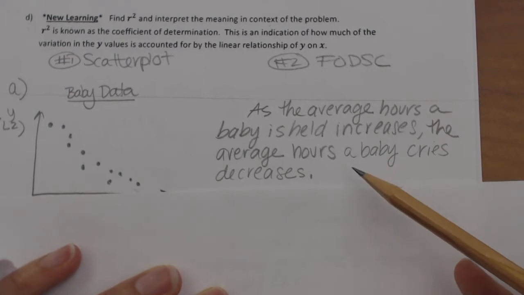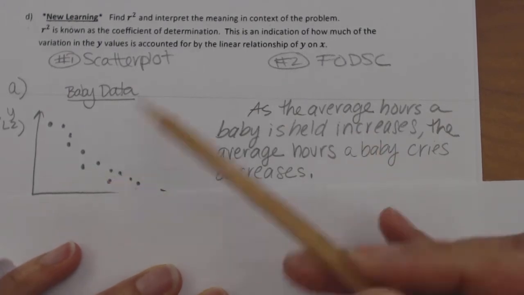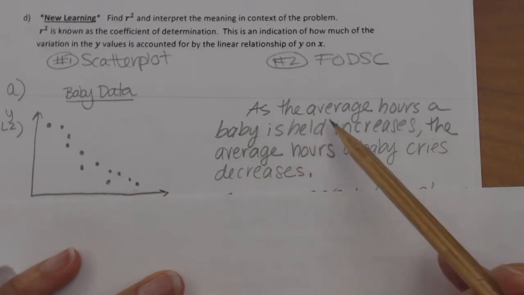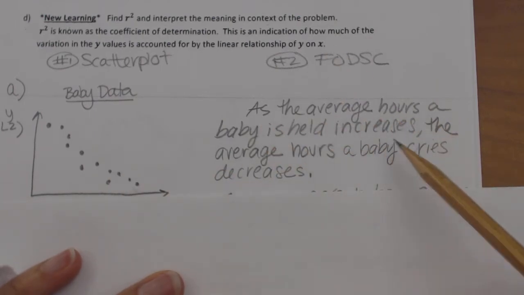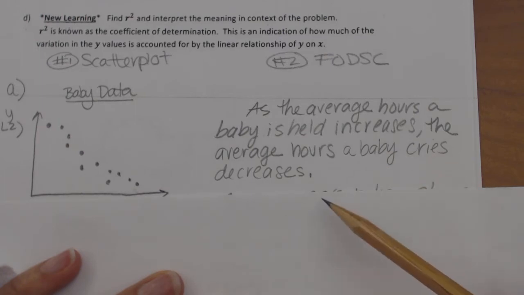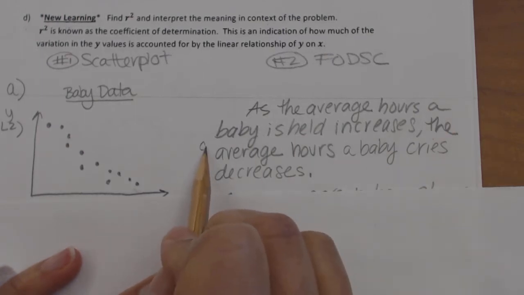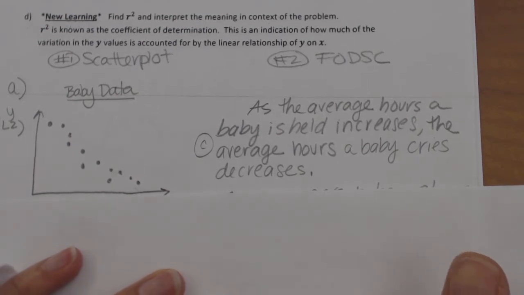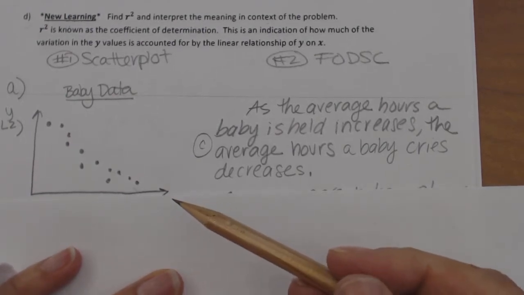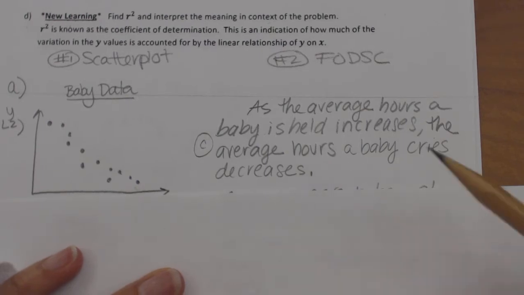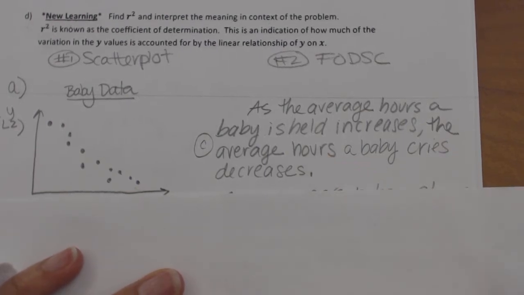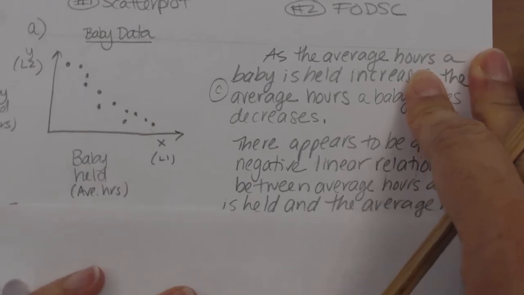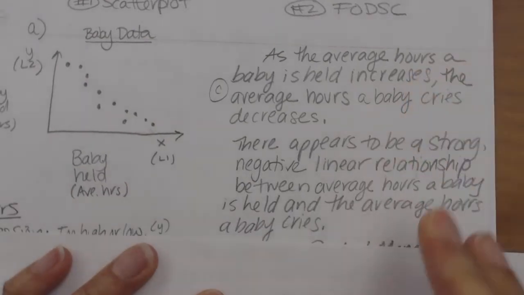So the first sentence that I started with was actually what I looked at in my nice little scatter diagram here. It says, as the average hours a baby is held increases, the average hours a baby cries decreases. So this is going to represent my context. I started with that first. Now remember, you don't have to start with it first, but after I drew it, my mind automatically went to, well, what does the picture look like? So that's my context. Next, after that, I want to describe the actual relationship.